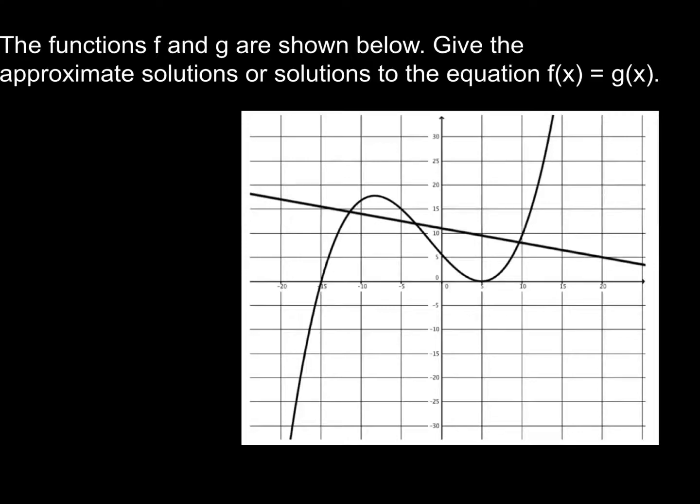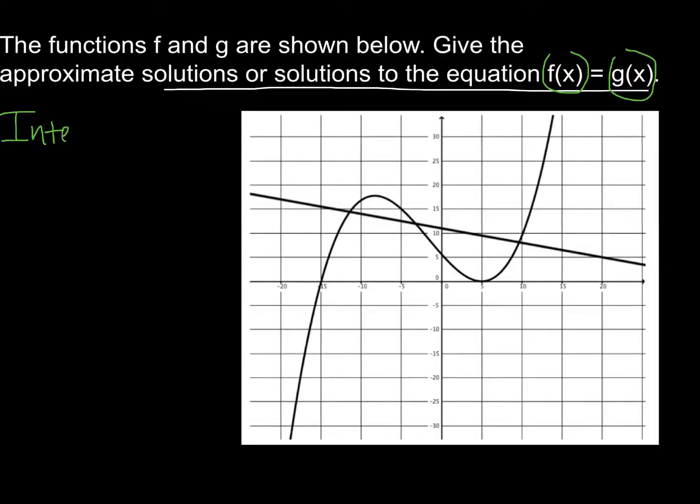So the first thing is, what are you asking yourself here? What are you trying to find? And you've got to hone in on what the question is saying. It says solutions or approximate solutions to f of x equals g of x. What does that mean? What it means is, where do f of x and g of x have the same value? In other words, where are they in the same place? Where do they intersect? And the key piece is, where do they intersect?